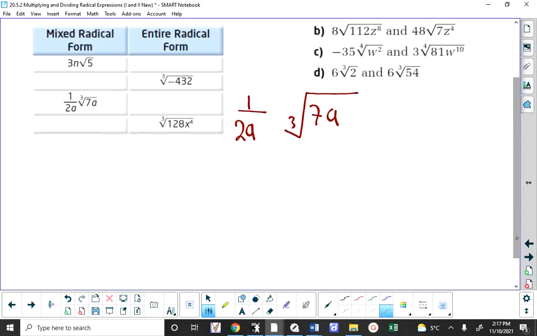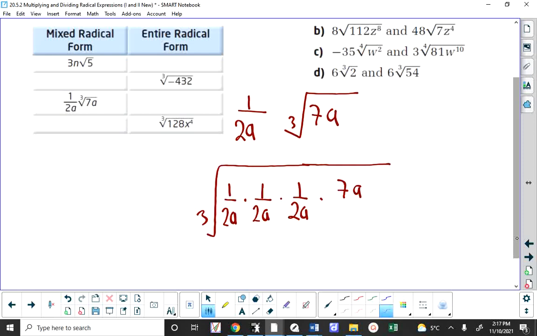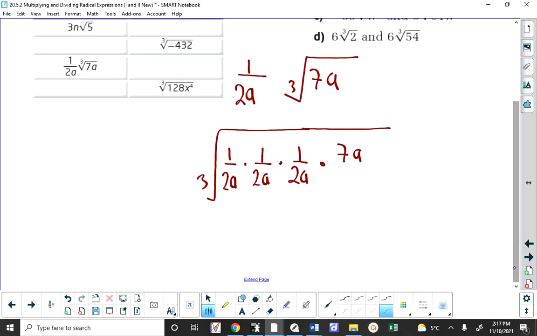Remember, we can actually, Ariana, think of this as kind of something that maybe already happened. What if that was already inside and somebody removed it? If it was already inside and then it was removed and written as a single 1 over 2a outside, then before it was removed, we would have had to have 3 of them inside. So what we end up with here is the cube root of 1 over 2a times 1 over 2a times 1 over 2a times 7a.